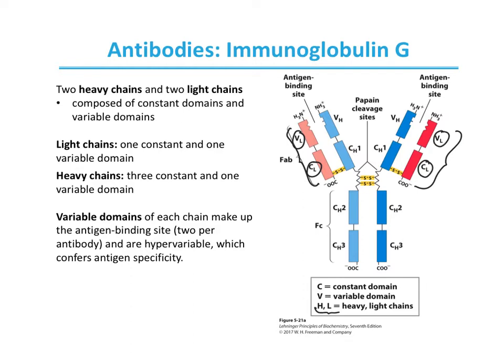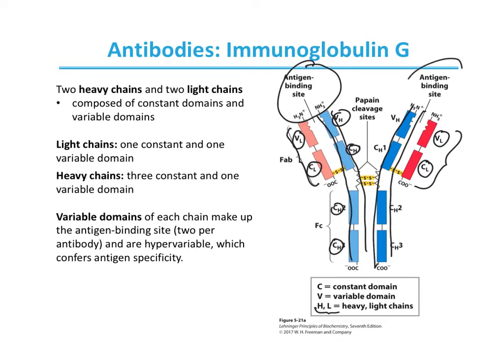In the heavy chains, so here's one of the heavy chains. Here's the second heavy chain. So the C represents constant, the V variable. So in the heavy chains, there are 1, 2, 3 constant domains and 1 variable domain. The antigen binding sites, there's two of them, are located up here, and those are formed by the combination of the variable domains from one light and one heavy chain.